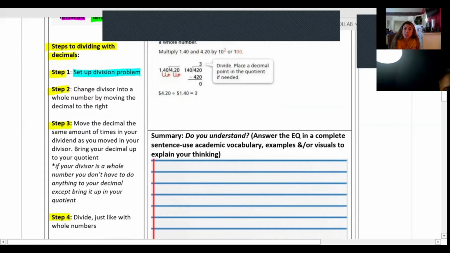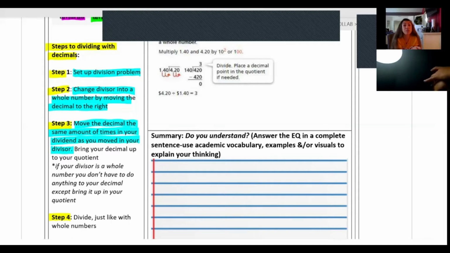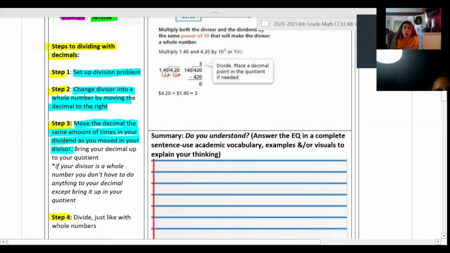In step 2, we're going to change our divisor into a whole number by moving the decimal to the right, just like in multiplication of decimals. In step 3, we're going to move the decimal the same amount of times in our dividend as we moved in our divisor, and we're going to bring our decimal up to our quotient. This is if we have a decimal in our divisor, right? So we'll definitely talk about how we're going to do that. We'll bring our decimal up to our quotient just like we would bring our decimal into our product.